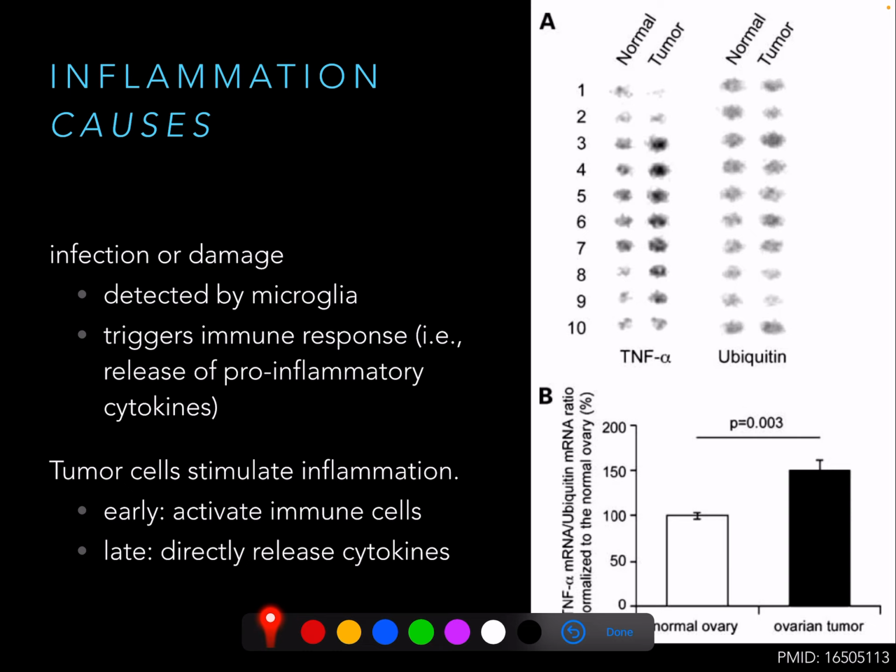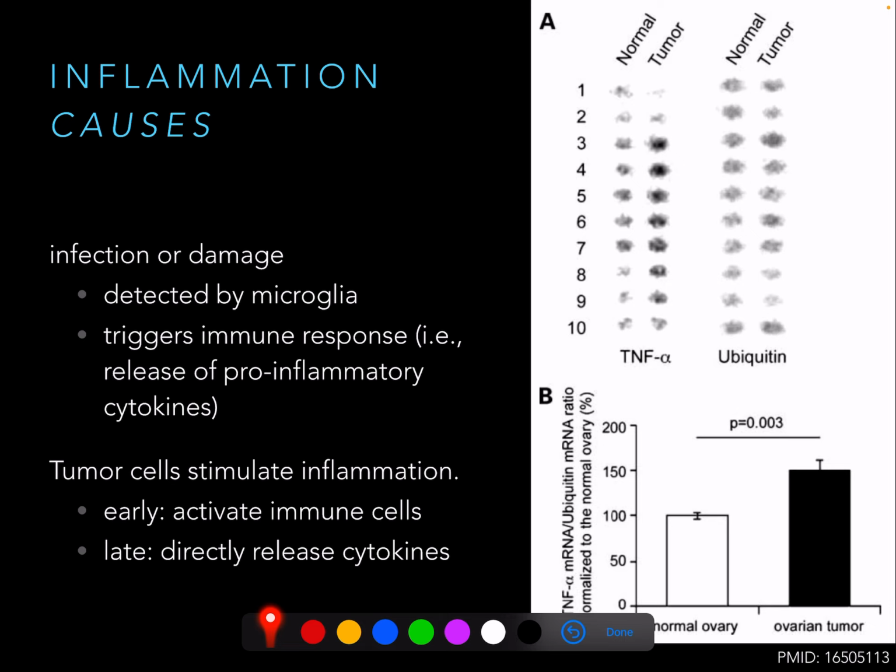Alrighty, so early on, tumor cells might stimulate inflammation indirectly by turning on immune cells that identify it as a problem. But later on, more advanced tumors directly release pro-inflammatory cytokines like TNF-alpha. And that's what we're looking at here.